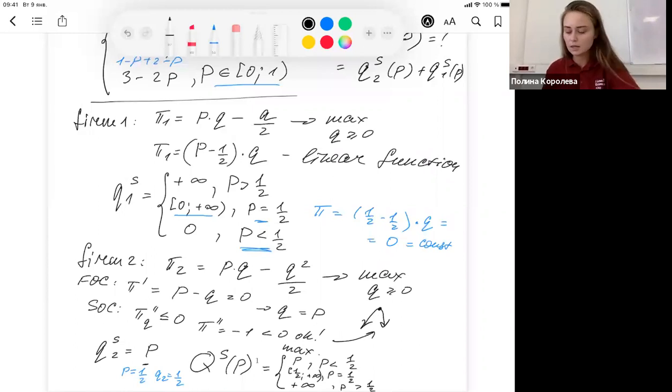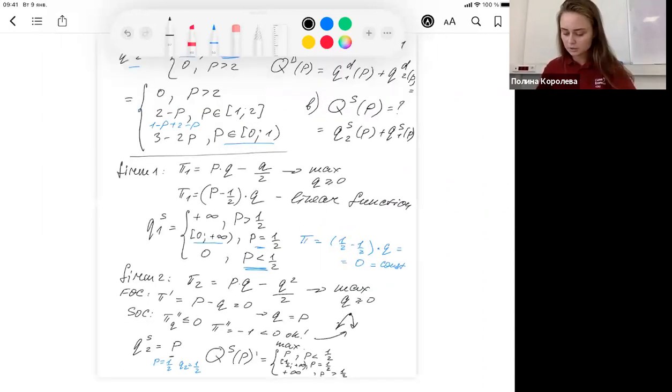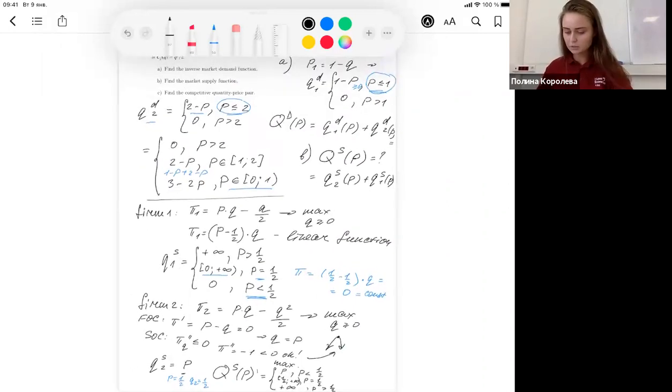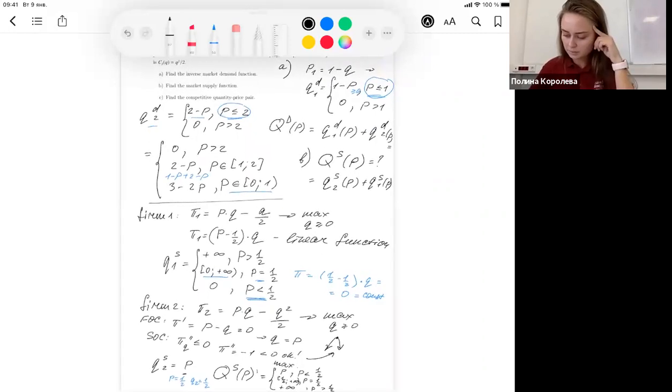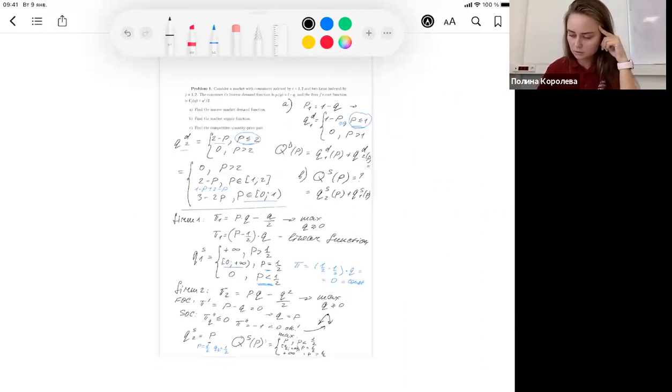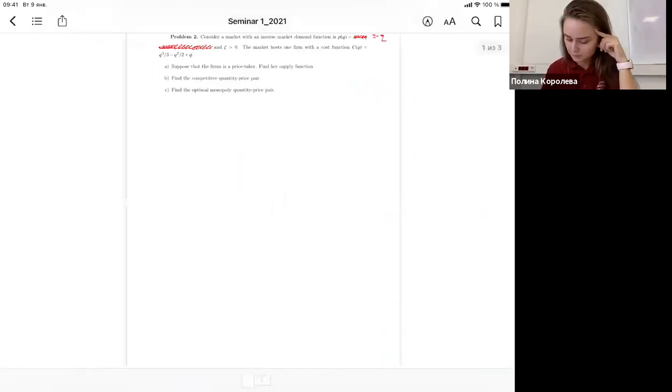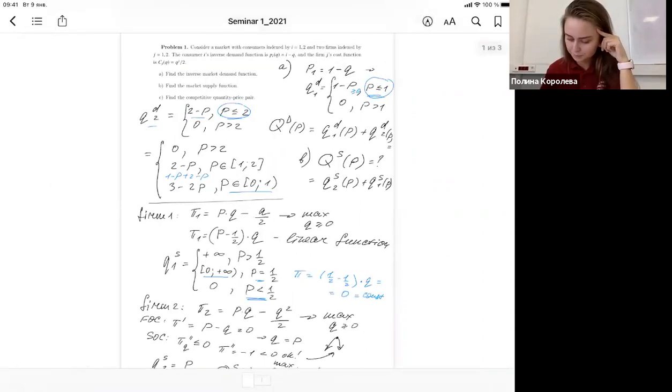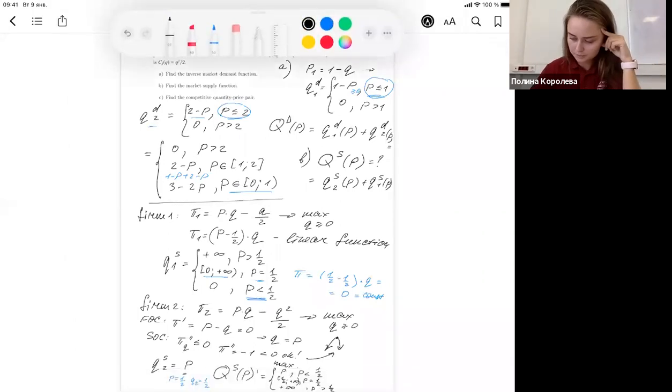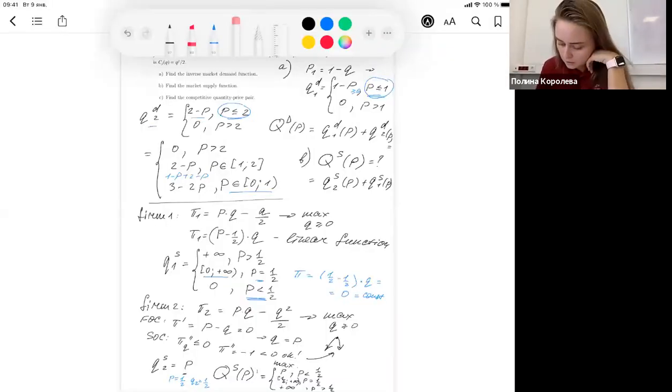This was analytically. Now let's do everything with the graph, and it will be our point C. What should I do? I should erase, maybe. No. Let's do it. I have no space. Okay, I will erase something. Let's erase this one here.